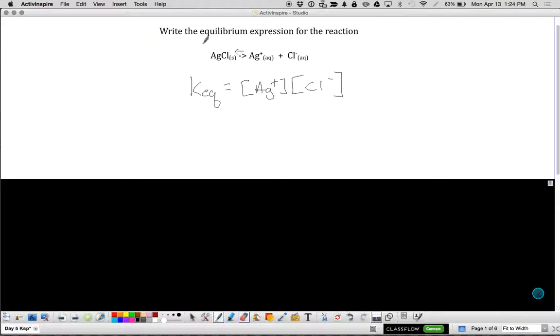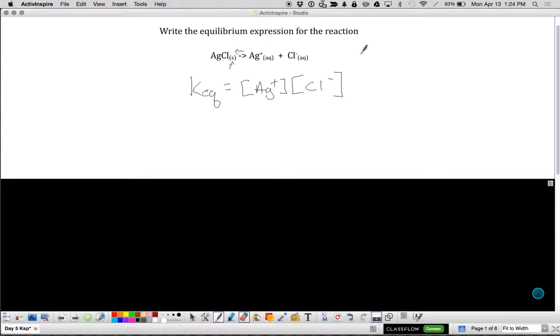Now, why don't I include the AgCl? Well, it's a pure solid, and pure solids are never included in equilibrium expressions. Now, let's think about what this means for a second. I have a compound here that is not very soluble. Silver chloride is not a soluble compound. So if I put silver chloride in solution, I'm going to form ions, and then I'm going to establish an equilibrium where ions are reforming solid at the same rate that the solid is breaking apart into the ions.